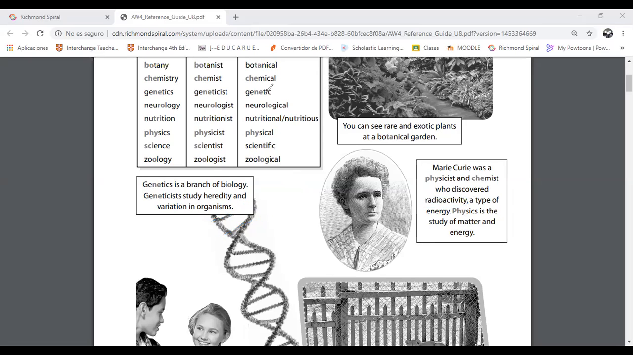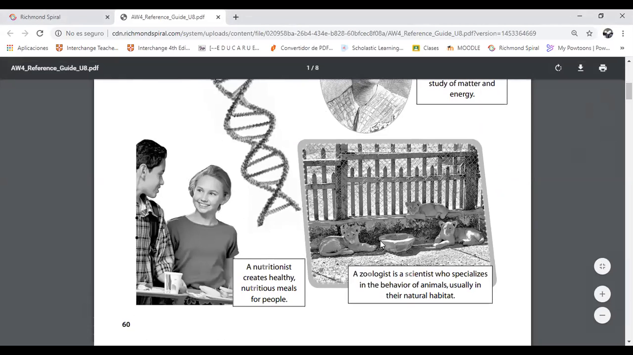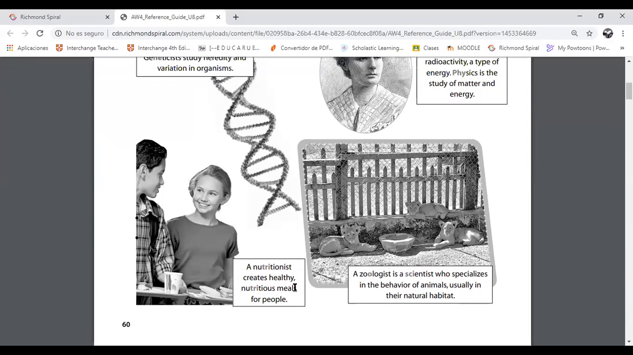Now let's continue. This one right here, a nutritionist creates healthy, nutritious meals for people. Like me right now, I'm having a sandwich. Now the next one right here, it says, a zoologist is a scientist who specializes in the behavior of animals, usually in their natural habitat.